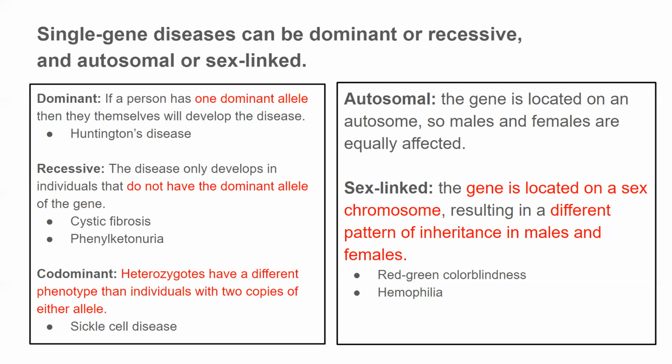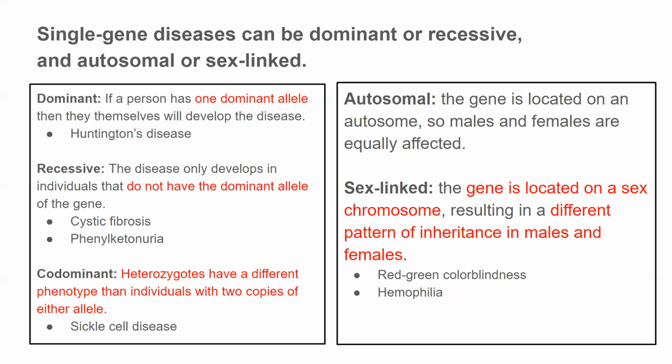All right, so we have dominant, recessive, codominant. Separately, we have autosomal and sex-linked. You only have to write sex-linked, but autosomal is the opposite. Autosomal just means that males and females will be equally affected because it's not on the sex chromosome. Sex-linked genes, sex-linked diseases are on the sex chromosomes. And this will be very important when we get into pedigrees.